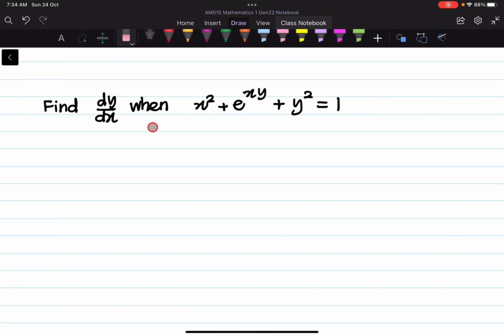Find dy/dx when x squared plus e to the power xy plus y squared equals 1. For x squared, we're going to use the power rule, as it is in the form of x to the power of n. So the power rule is: bring down the power, copy down the x, and the power minus 1.